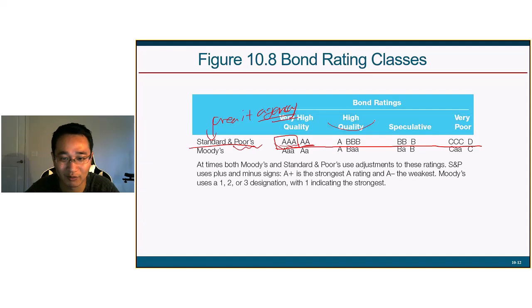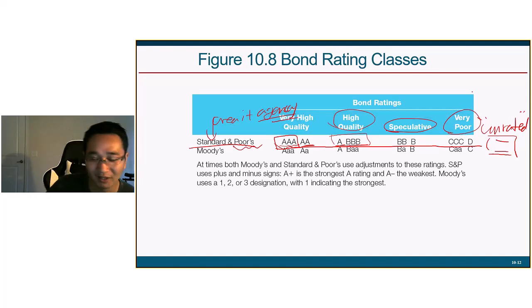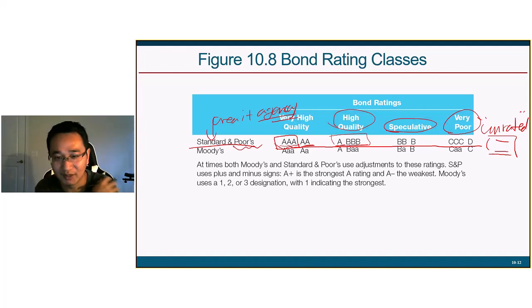Anyway, the high quality will be A and BBB. Those will still be considered good. And then we have speculative, and then we have very poor. Then we have unrated. It's not listed here, it's just empty. Some companies or fixed income securities are not rated. You wouldn't assume unrated is worse than very poor. Many people would just say unrated is even worse. That's not really true. Historically they are aligned with speculative, because you need to find out why they are not rated.